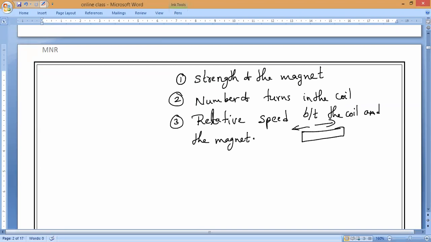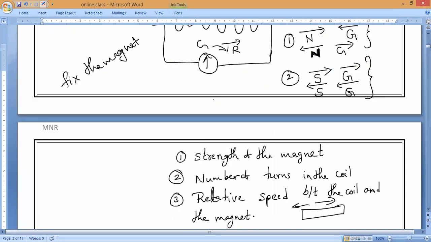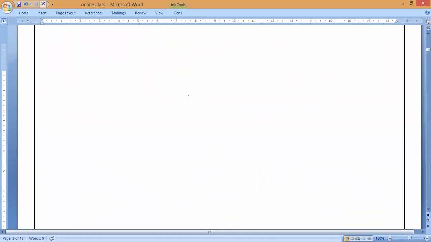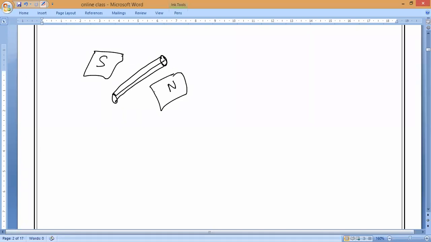Now, as we know, this is the first experiment done by Faraday. Before that, we also studied one more experiment. What is that? A straight conductor is oscillating between the 2 poles of a horseshoe magnet. We studied that in the last class. You can take either the south pole or the north pole here.